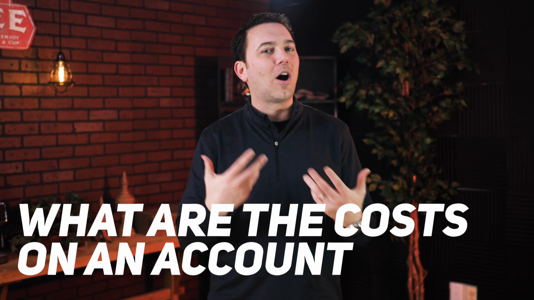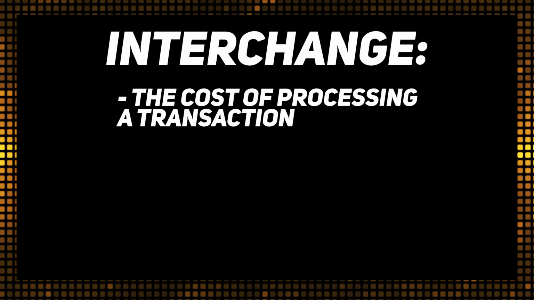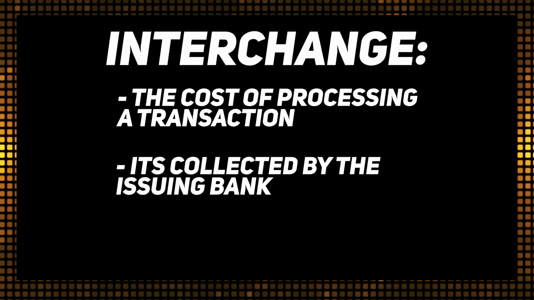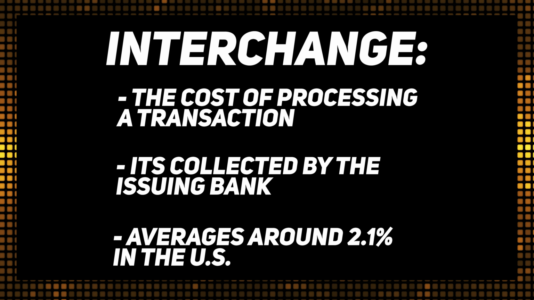But the Schedule A in this industry, we're talking about this concept of what are the costs on an account. Everybody has a few core costs that they pay. These would be things like the interchange cost, right? So the cost of interchange. Interchange is the cost of processing a transaction. It's collected by the issuing bank, the bank that issued the card. And in the US market, it's going to be an average of around 2.1%, somewhere in that range right now.